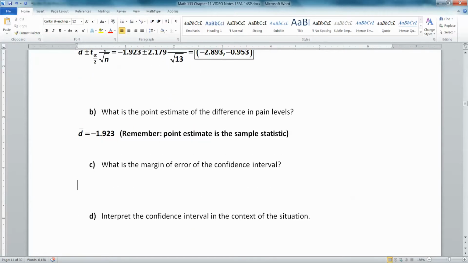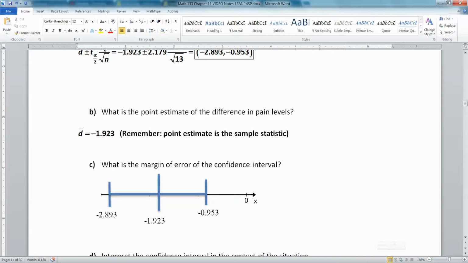You know what, let me pause. I'm going to draw you a picture. Hold on one second. Okay, here's the number line. Over here is the left-hand edge at negative 2.893. Over here is the right-hand edge of your interval, which is negative 0.953. In the middle is that sample mean, d bar, which was negative 1.923. Now the error is the distance from that middle bar to those edge bars. It's half the width of the interval, right?